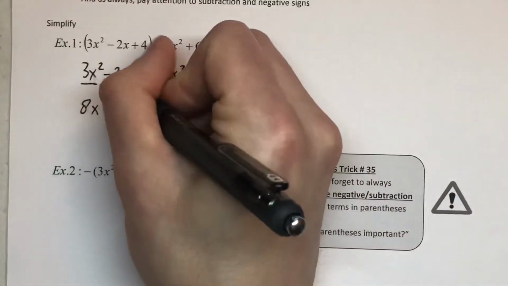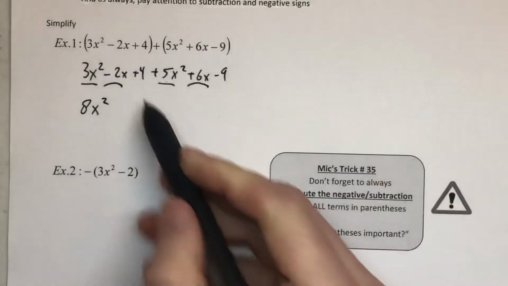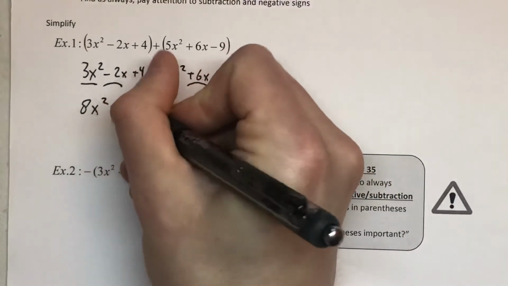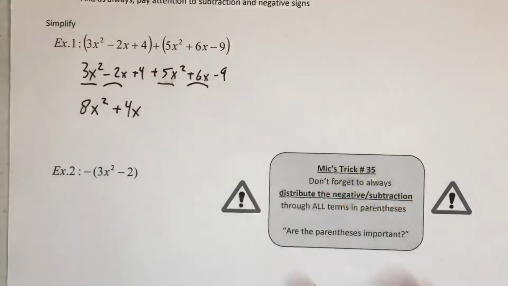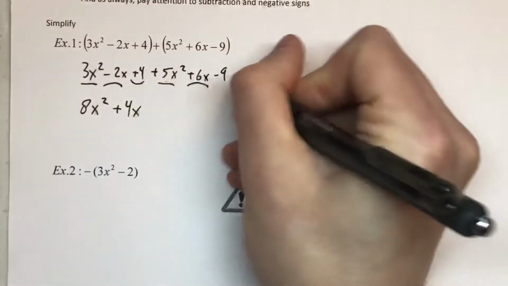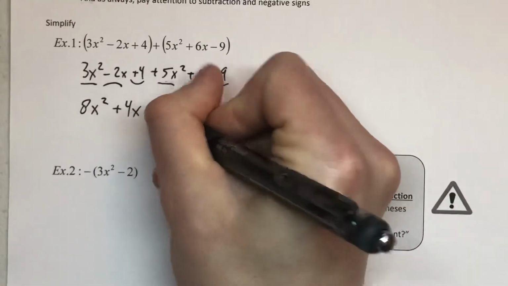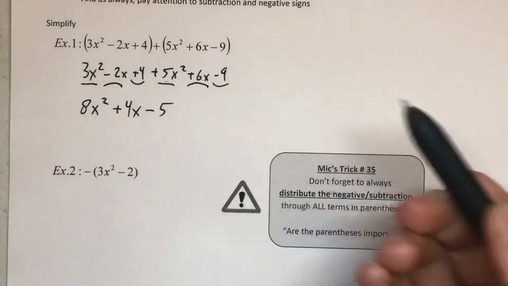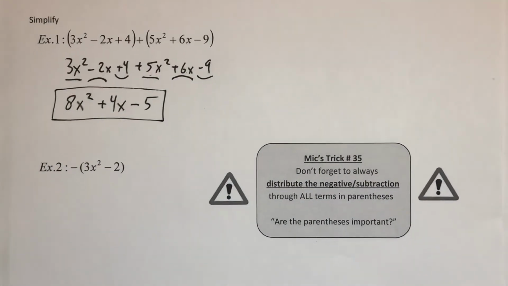Just like here, negative 2x plus 6x, the x's make them like terms. Negative 2 plus 6 is a 4, so 4x. And the constants of 4 minus 9 giving me minus 5, which gives us those 3 terms. And notice again, there are no like terms there, so that's it. Final answer.